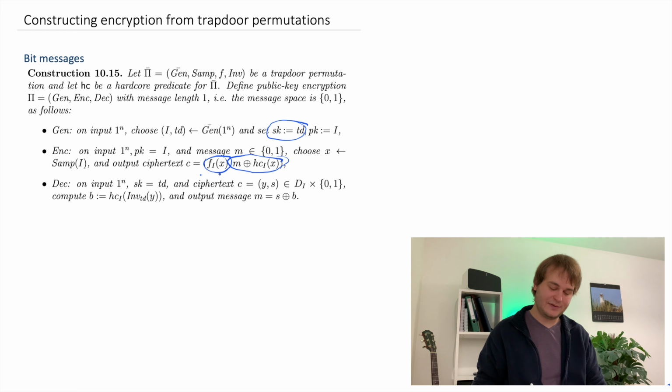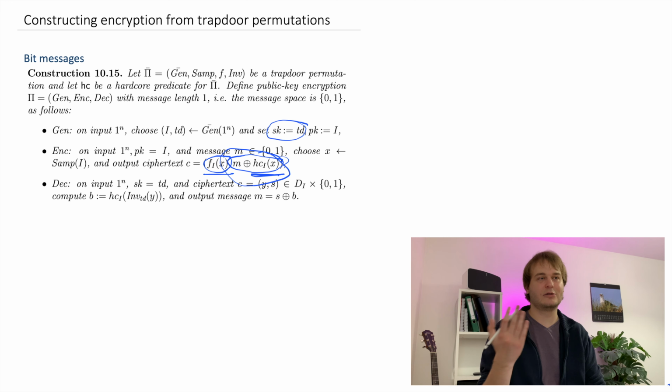So if I get such a ciphertext like here, I can just take a look at this f of x, and I can use my trapdoor to compute x from it. And then if I have x, then I can obviously compute the hardcore predicate of x, and then recompute my message by XORing the second component with the hardcore bit.